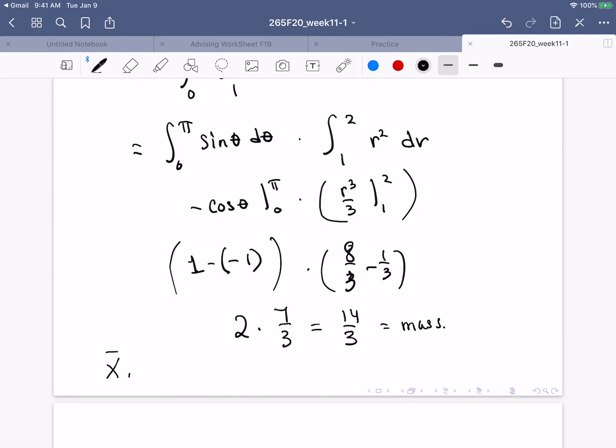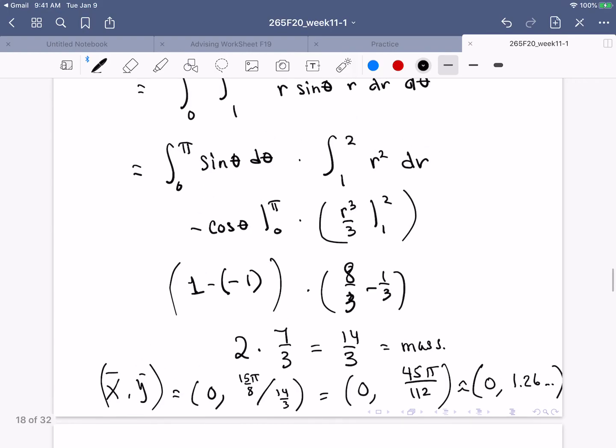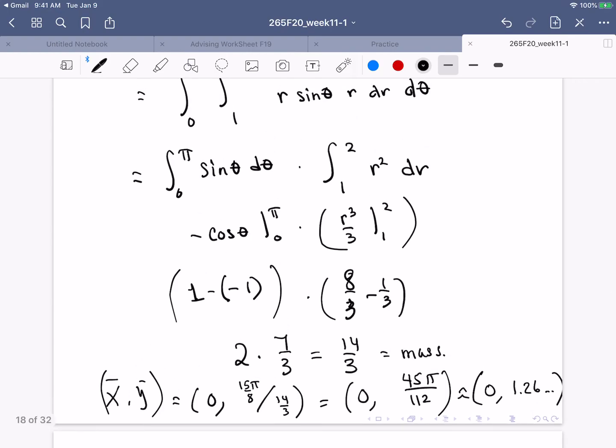So x bar is 0, and then y bar is 15 pi over 8 divided by 14/3, which is 45 pi over 112. And that's approximately 1.26. Okay.